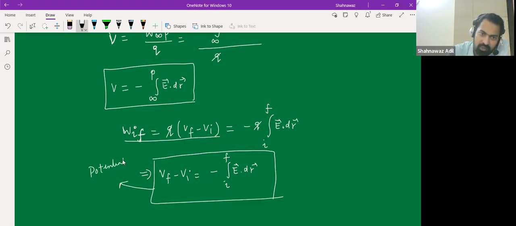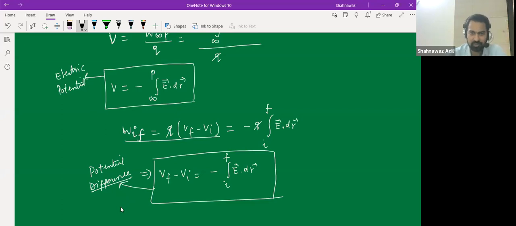Earlier, when we were bringing a charge from infinity to a fixed point, that was electric potential, and this is potential difference, right? So when I bring a charge from infinity to point P, that is electric potential, and when I bring a charge from a fixed point to another fixed point, that is called the potential difference.